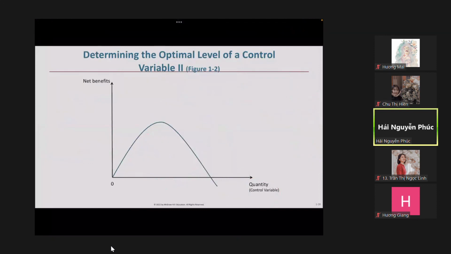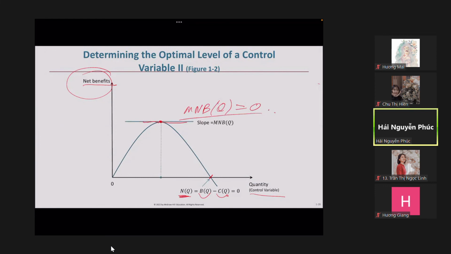Alright. Okay, so here's the next graph. Here on the y-axis, I have net benefit. Here's the Q, and here's the net benefit curve, right? And you can see that the net benefit equals 0 when the benefit equals the cost. And the net benefit is maximum when the slope is 0, and it means the MNB equals 0. Here it is, MNB equals 0.